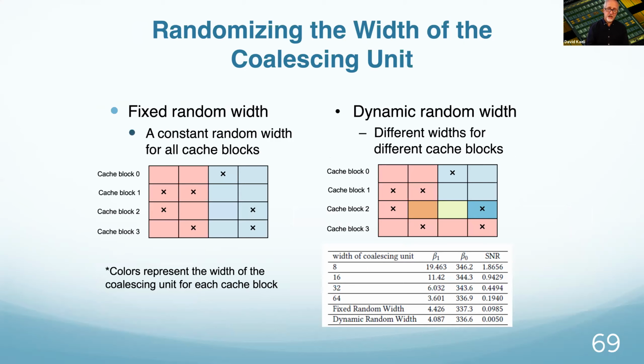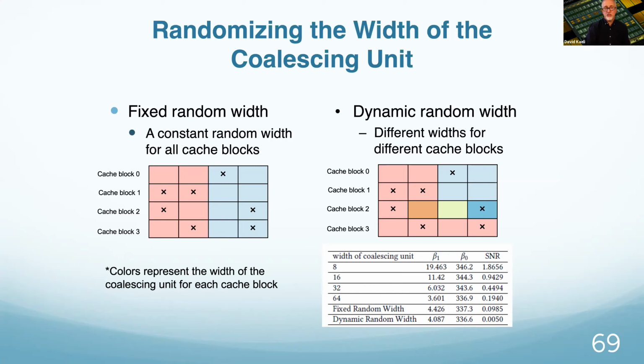So what we've done is look at randomizing the width of the coalescing unit, and here's the signal to noise ratio. You can see with different widths we get different signal to noise ratios. Again, if we use a fixed random width versus changing that dynamically, we can get a much lower signal to noise ratio. All we're doing is having different coalescing widths across each of the blocks.